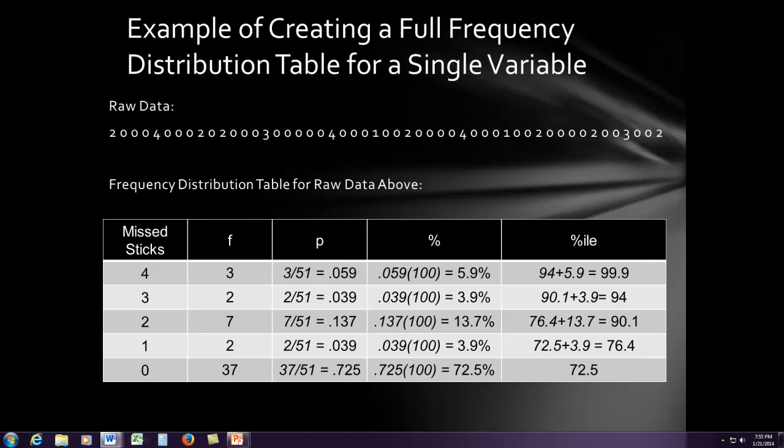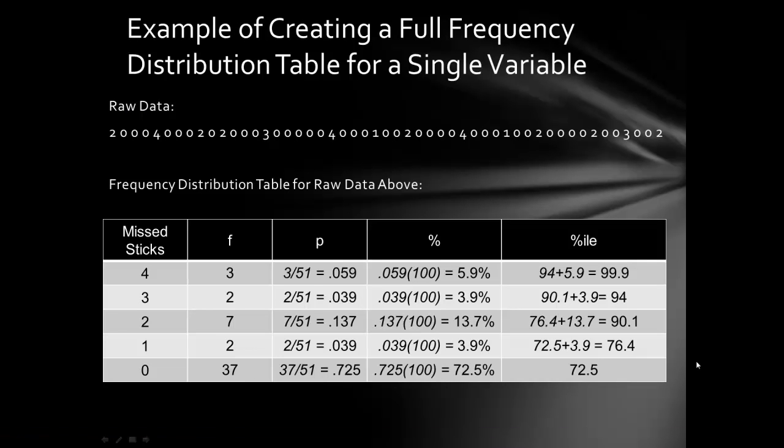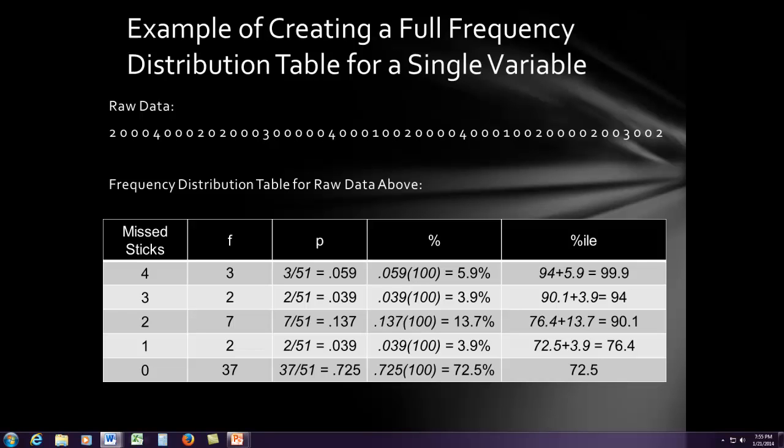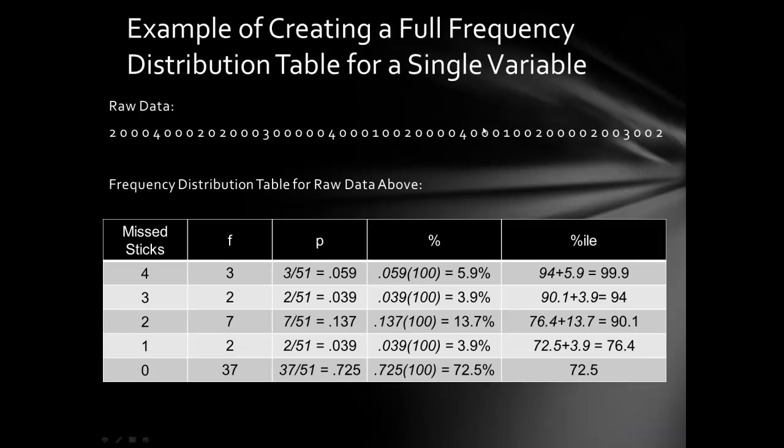So let's go ahead and do an example that demonstrates all those different steps that I mentioned before. Let's say that you have some raw data that looks like this. It's pretty disorganized. There's a clear pattern here. You can see that there's a whole lot of zeros in this data set, but overall, it's not really clear what the data looks like. And let's say that this data represents the number of missed sticks for blood draws among nurses at a hospital in the past week.